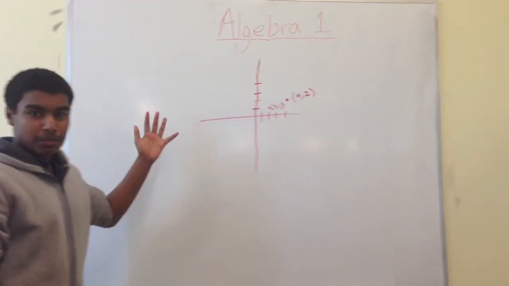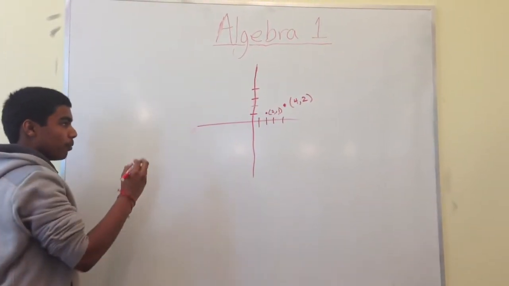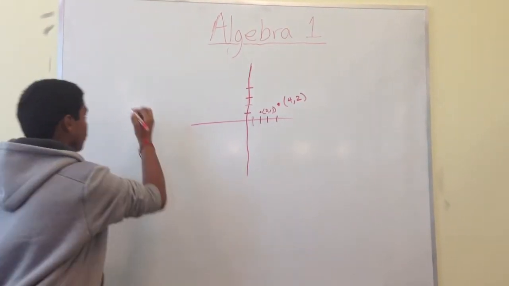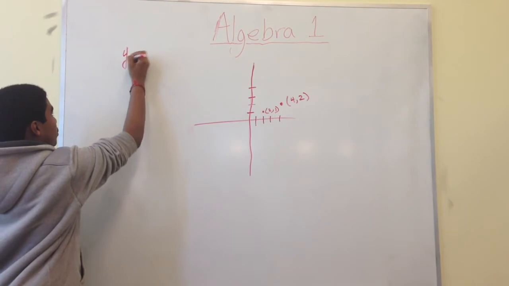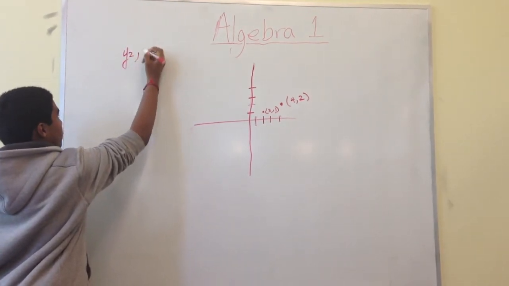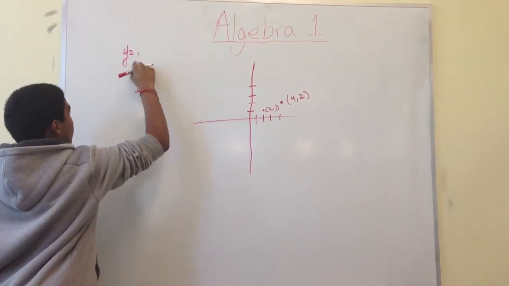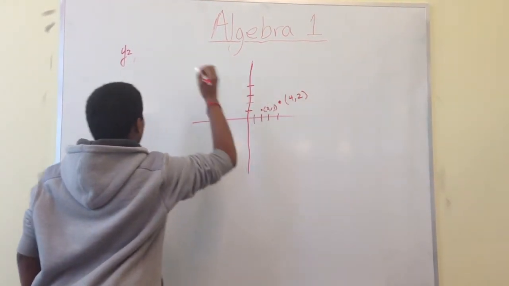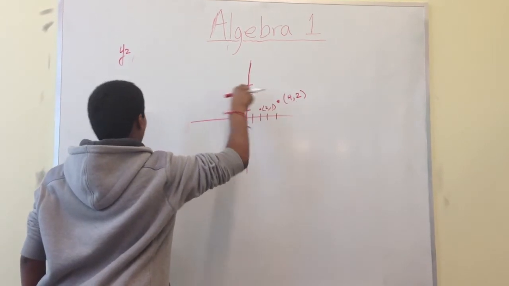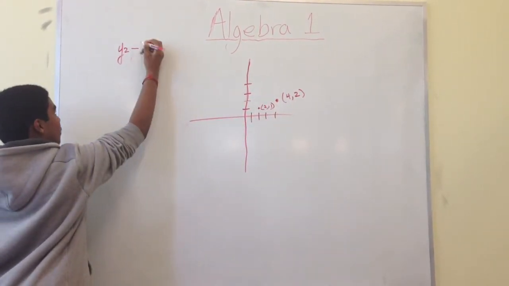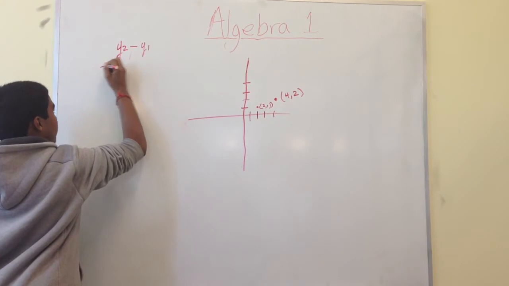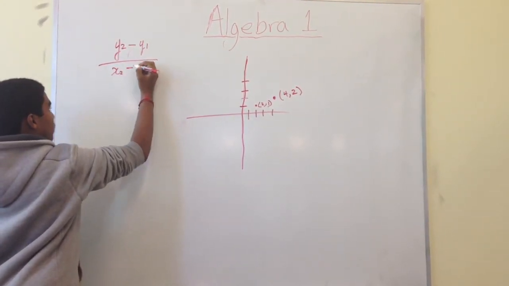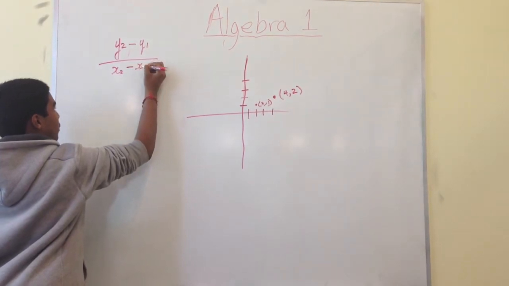So, slope in Algebra 1. To find the slope from 2 points on the coordinate plane, there's a formula that uses the two points. And you have to do y2, which means the second y value of a point, and subtract it from the first y value, and then divide it by the second x value, and subtract it from the first x value.